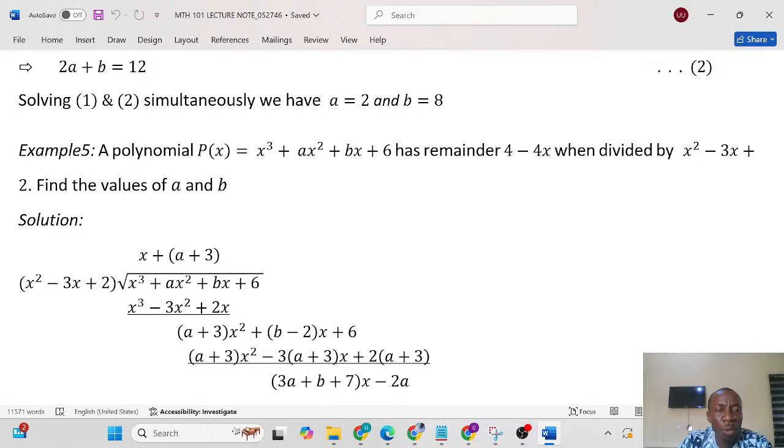x cubed, the first one here, divided by the first one here, that is x cubed divided by x squared, will give us x. So x times x squared will give us x cubed. x times minus 3x will give us minus 3x squared. x times 2 will give us 2x. If you subtract the second from the first, you're going to have a plus 3 x squared plus b minus 2 multiplied by x plus 6.